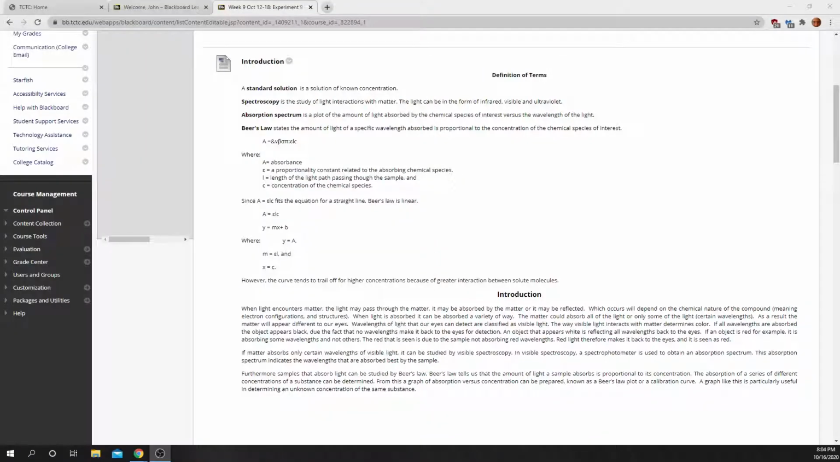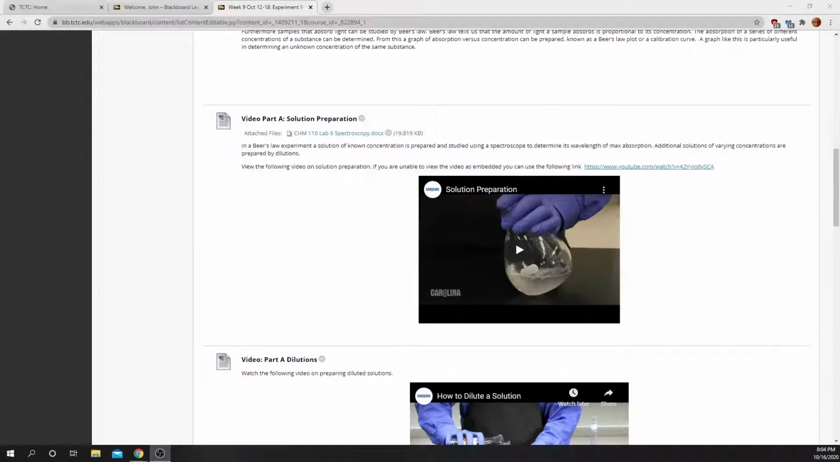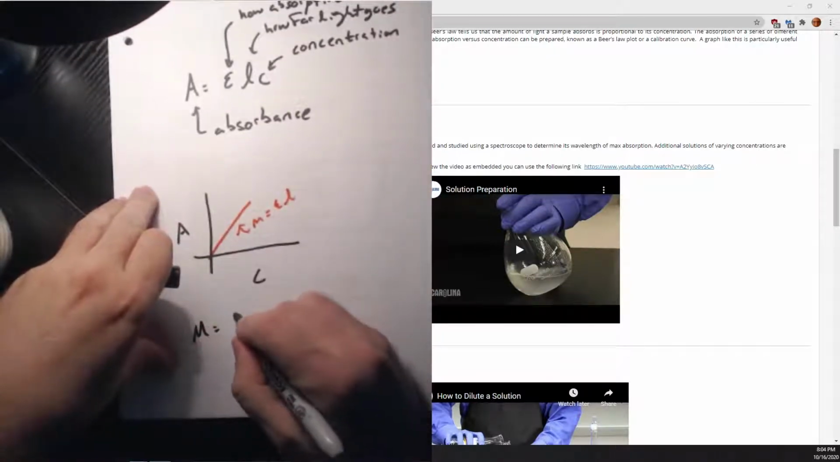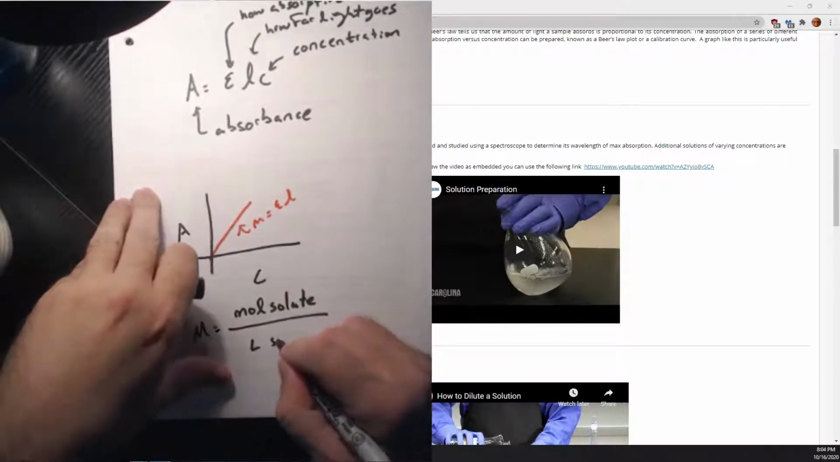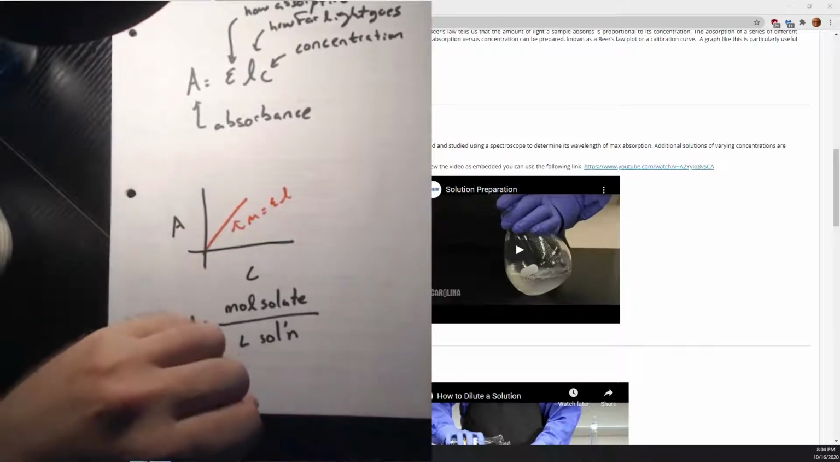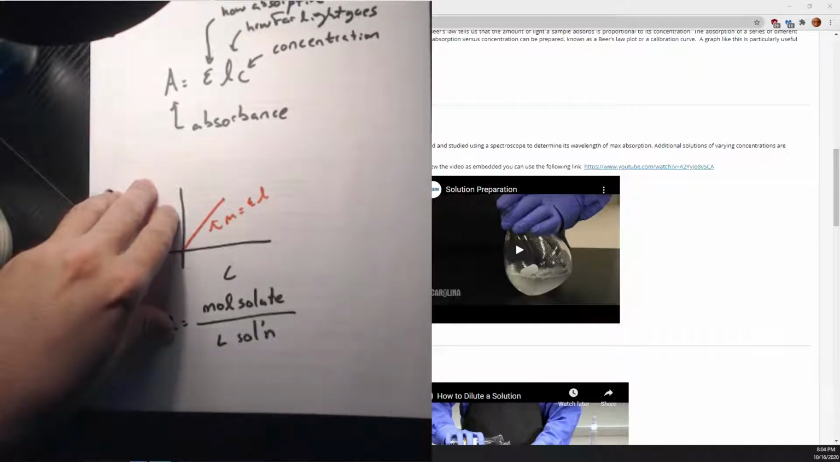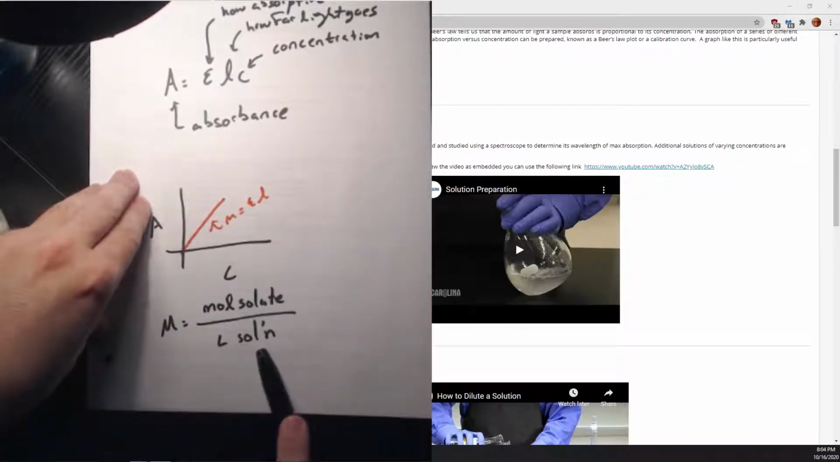So one of the things you have to learn for this lab is concentration. And that means how you prepare solutions. Now, we measure concentration using molarity. So molarity, big M, is measured in moles of solute per liter of solution. Okay? So remember, the solute is the thing being dissolved, the solvent is the thing doing the dissolving, and the solution is the combination of the two. So molarity is moles of solute per liter of solution.